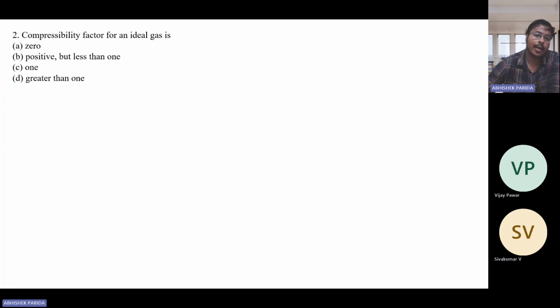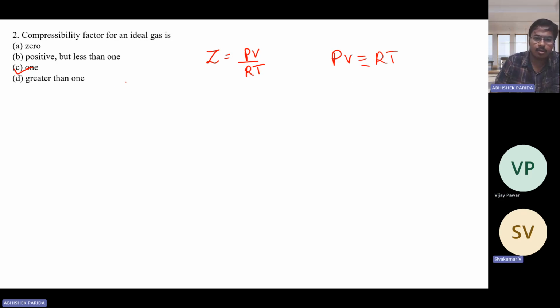Compressibility factor for an ideal gas is Z. It is asking for the Z value. For an ideal gas, what is it? It is very simple. Z is PV by RT. Whether it is 0 or 1, it is 1, correct. Because the ideal gas equation is PV is equal to RT. So when you take their ratio, it is 1. So the compressibility factor for an ideal gas is 1.